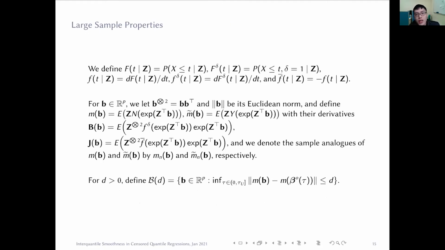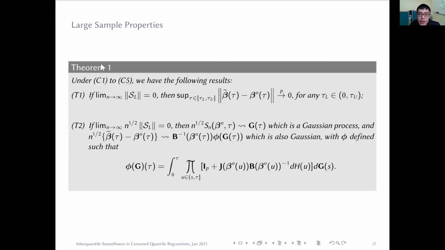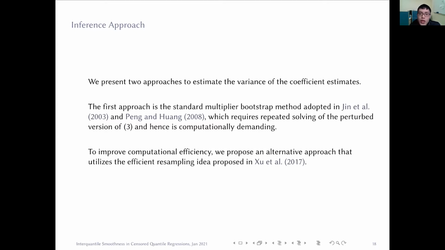We need to show our proposed SECRET estimator is good, so we need some asymptotic guarantees. But I would like to skip the notation and conditions, and go directly to the results. So they basically say that the SECRET estimator is consistent and is asymptotically normally distributed. A more interesting topic would be the inference approach in finite samples. We give 2 approaches. The first one is the standard multiplier bootstrap method, and the second one is the efficient resampling method tailored for our SECRET estimator.